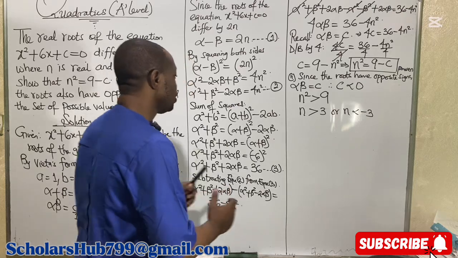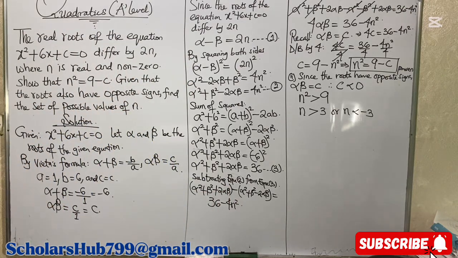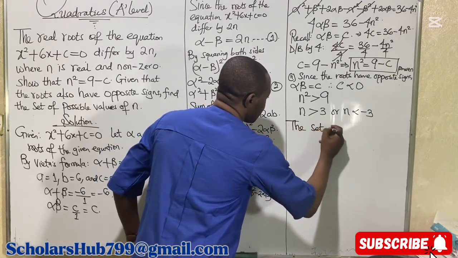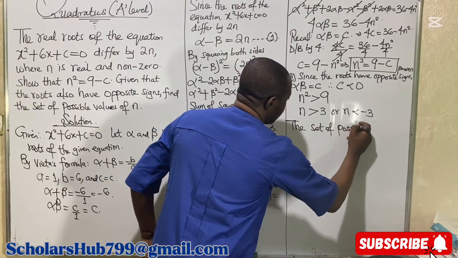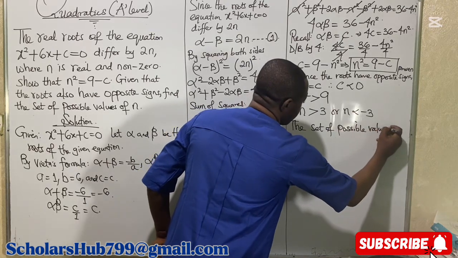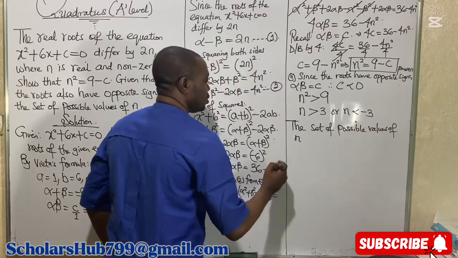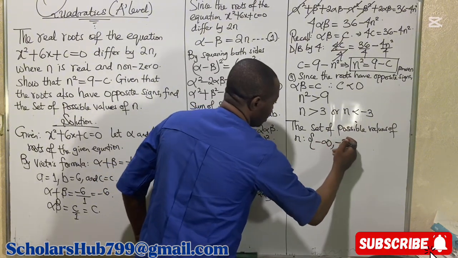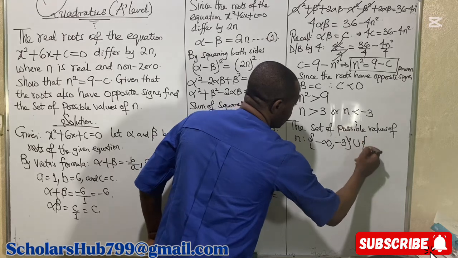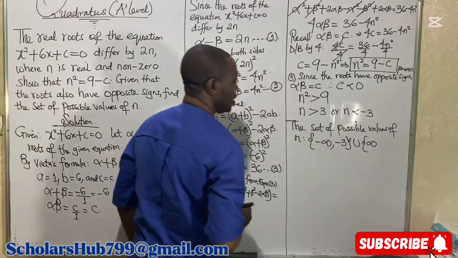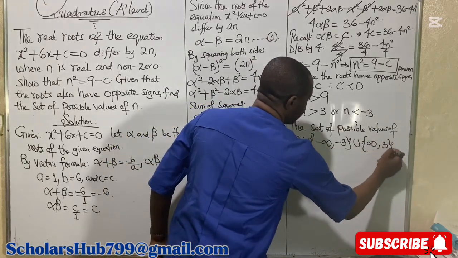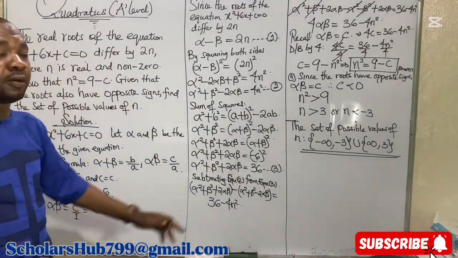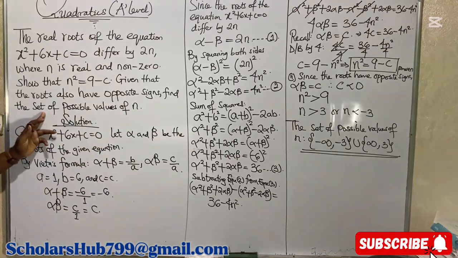So if we are going to set the values of n, we can say the set of possible values of n would be negative infinity to -3, union 3 to positive infinity. So this will be the set of possible values of n for the second question.